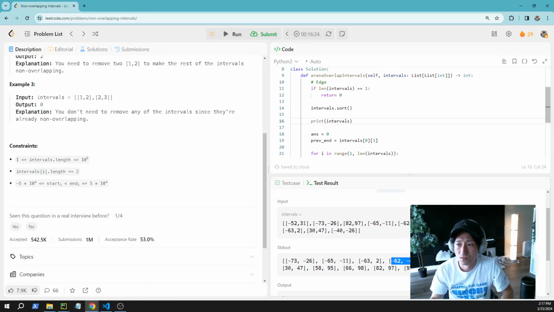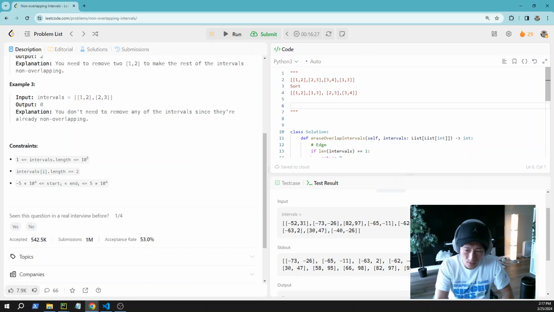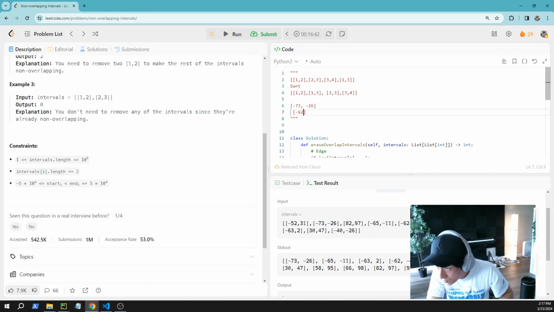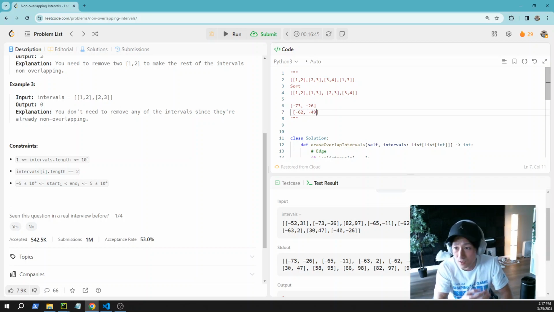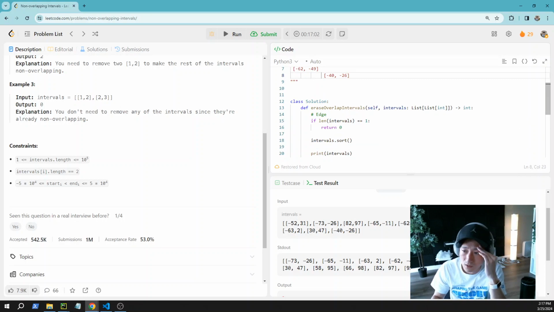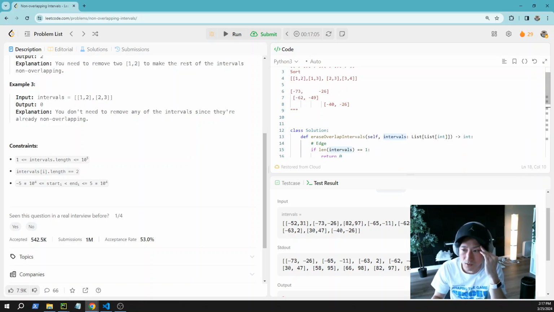So minus 7. So let's visualize it. So we are going to have like minus 73 and minus 26. So minus 62 to minus 49. That's somewhere there. And then minus 40 is there. Minus 26. Yeah, so I think sorting by start and end ascending order was a bad idea, looks like.